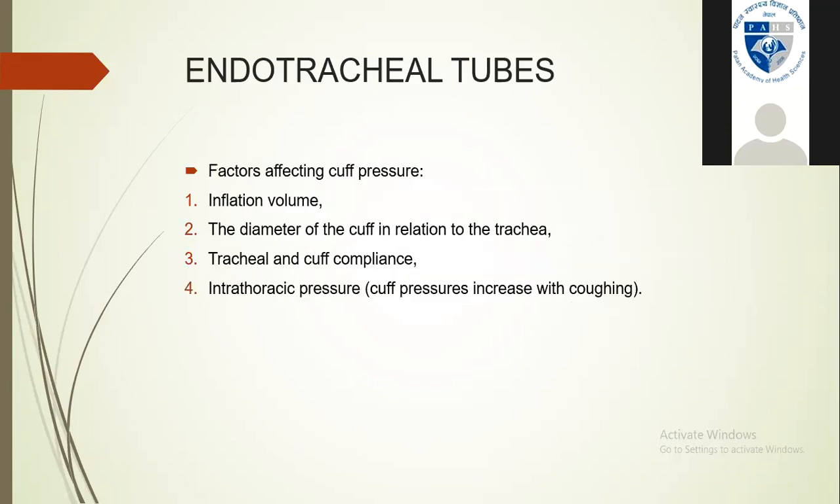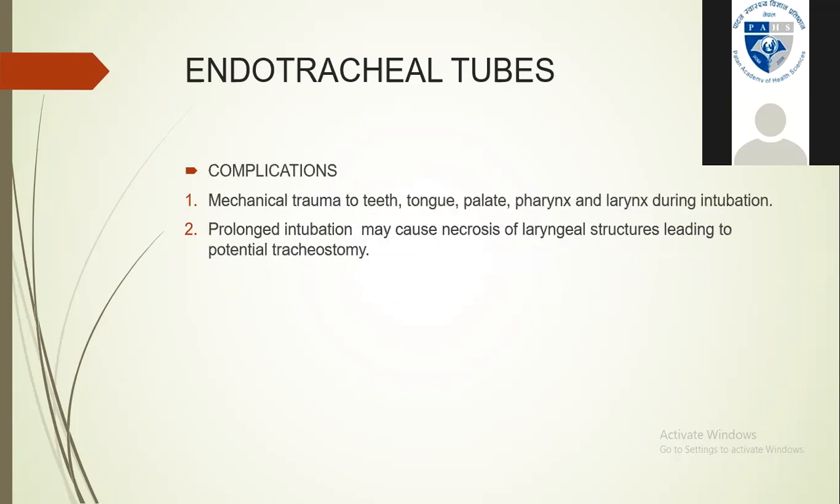Factors affecting cuff pressure. The tight seal that is formed by the cuff of the endotracheal tube depends upon inflation volume, diameter of the cuff and trachea, tracheal and cuff compliance, and intrathoracic pressure. Complications, as we have already discussed: during endotracheal intubation, use of a laryngoscope may lead to mechanical trauma of the teeth, tongue, palate, pharynx, and larynx. Prolonged intubation may cause necrosis of laryngeal structures, leading to the need of potential tracheostomy.